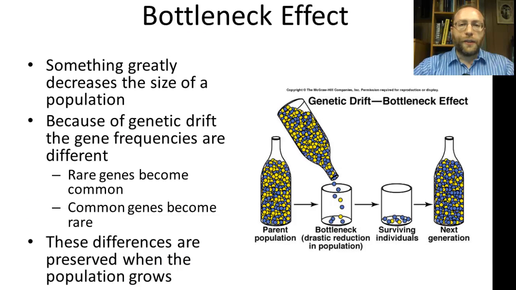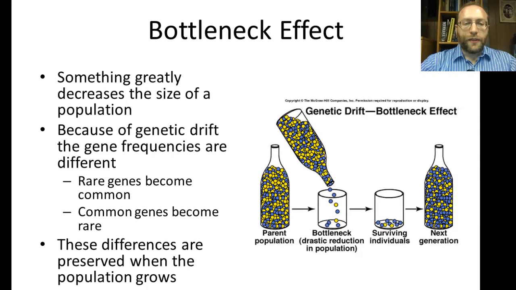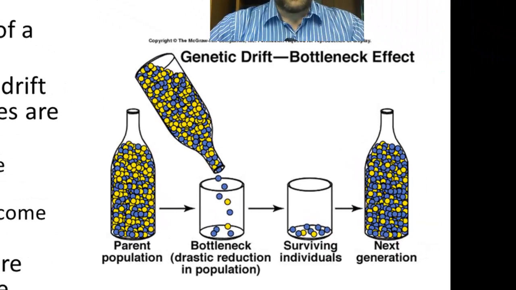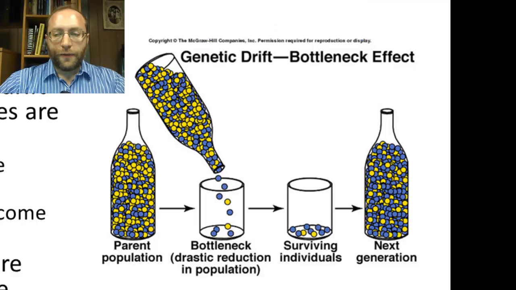Another way that you can end up with a very small population is called the bottleneck effect. What happens is that you start with a large population, and something happens to greatly decrease the size of the population. Then when the size gets very, very low, sampling error becomes much, much stronger, and you end up with a disproportionate sample of genes. And when the population size grows again, you end up with a different population, with different genes in the population.